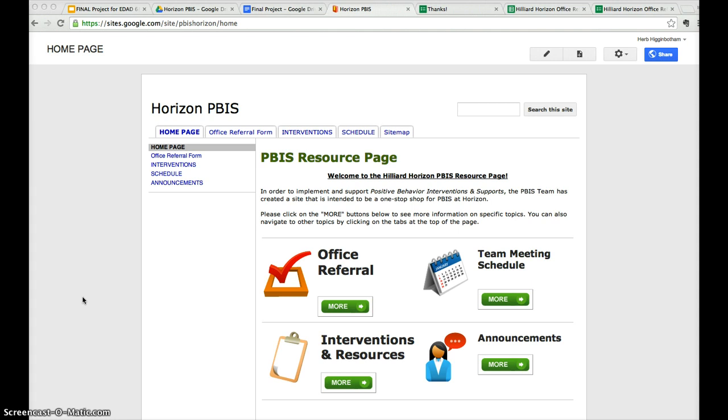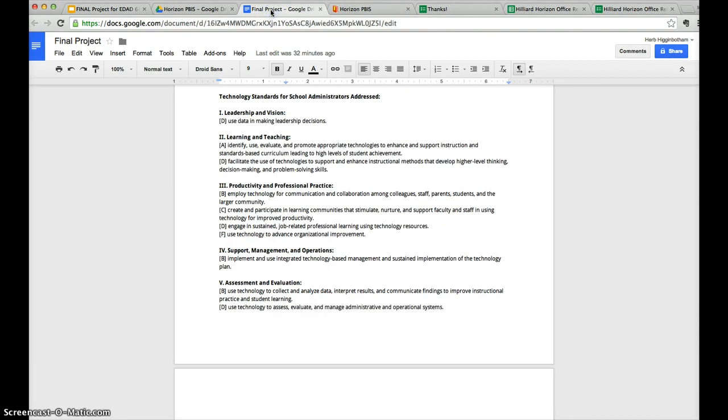And this project addresses, I believe, a lot of different standards in technology and administration, or technology standards for school administrators. If you take a look here, here are the standards and indicators that I've selected that I really feel are being addressed with this project. I feel that leadership and vision is being addressed here because we really are using data to make leadership decisions, not only as an administrator but as a school-based team.